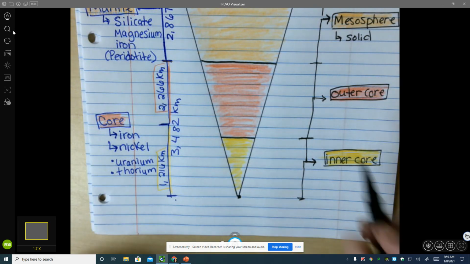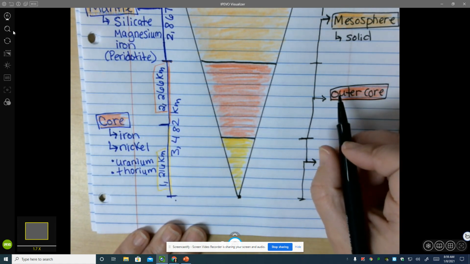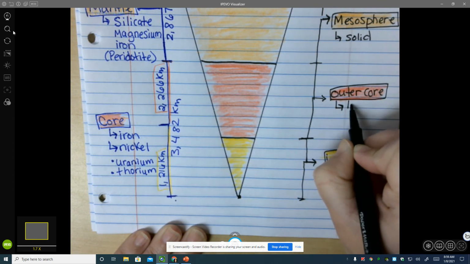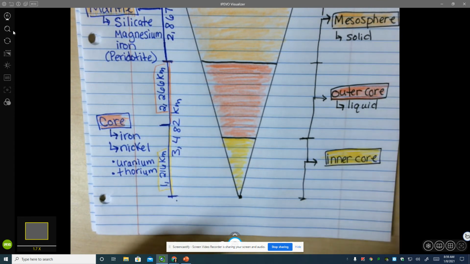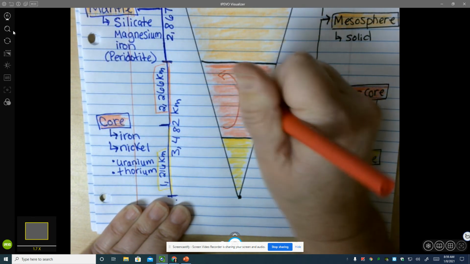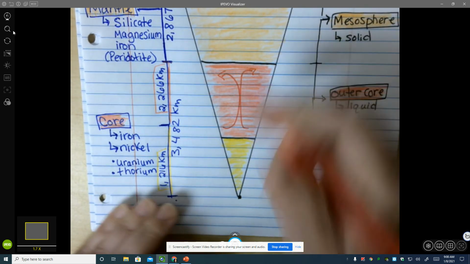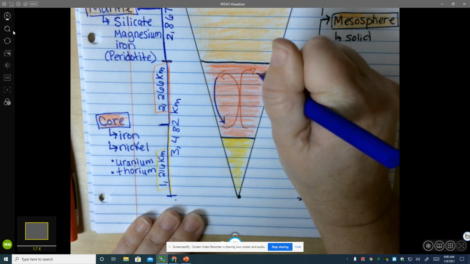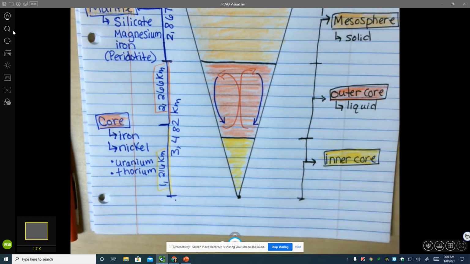Is the outer core solid or liquid? Liquid. Yes, the outer core is a liquid. And inside that liquid, there are some currents called convection currents. Yes, so you're going to need to draw some convection currents inside our liquid outer core. They are big convection currents.